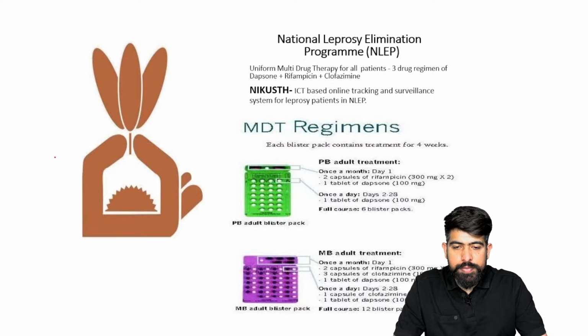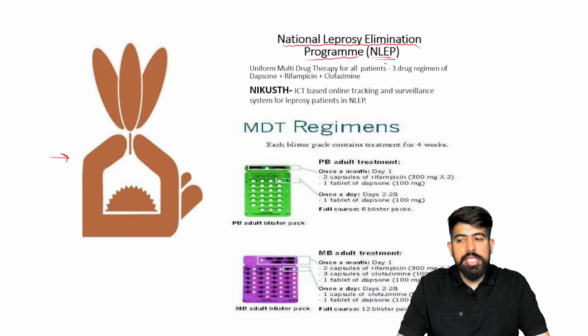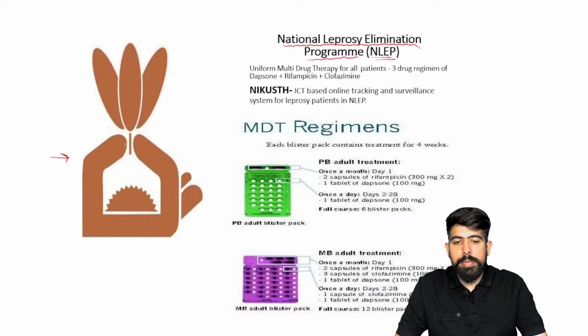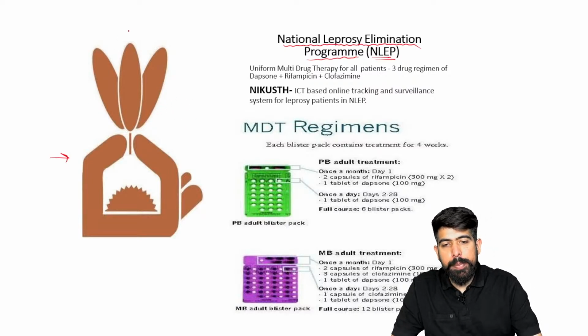This is the logo. And what is this logo? Yes, this is the logo of your National Leprosy Elimination Program, NLEP. In this particular program, you can see this is the logo. There's a rose, the flower is in the hand of the person, and there are the petals of it. This is the particular logo of your NLEP. Please remember, it is the logo of the National Leprosy Elimination Program, right?